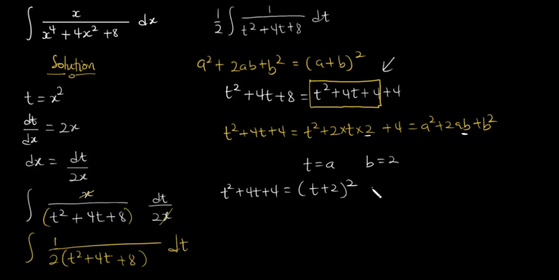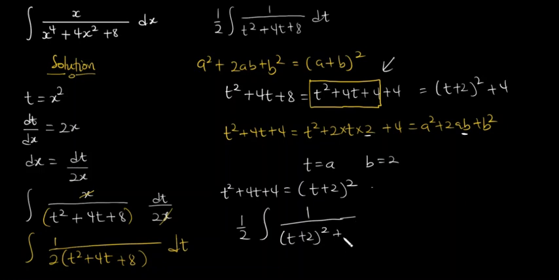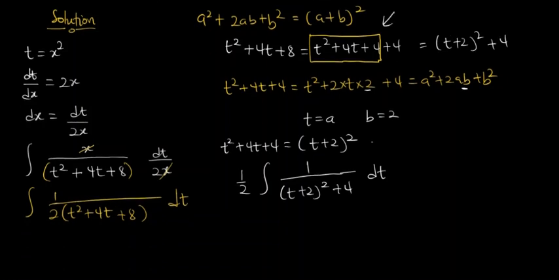Now let's bring it back here. At the end we are going to have (t plus 2) squared plus 4 as the denominator. So now we are going to have 1 over 2 multiplying the integral of 1 over (t plus 2) squared plus 4 dt. This is what you are going to have. So now let's continue.